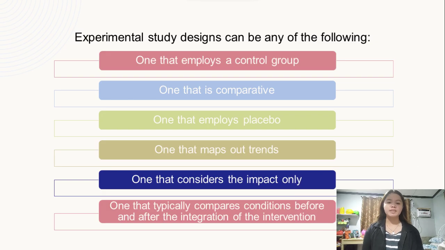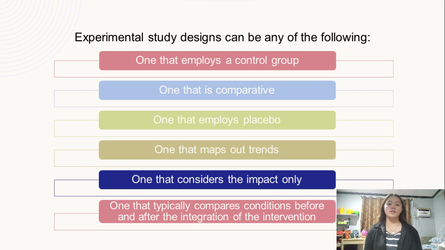So, experimental study designs can be any of the following. First, one that employs a control group. This refers to a study design where participants are divided into two or more groups. One group receives the intervention or treatment being studied, while the other group, called the control group, does not receive the intervention. By comparing the outcomes between the two groups, researchers can assess the effectiveness of the intervention.